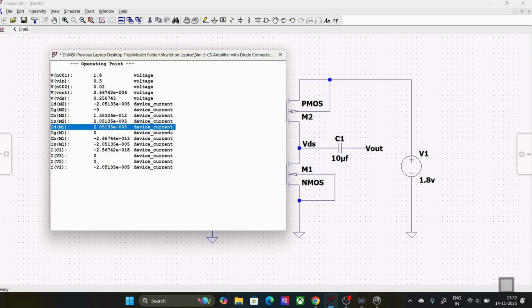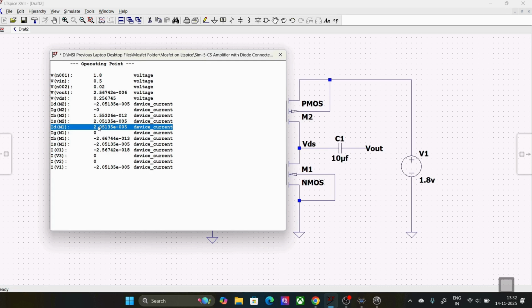Now here is one more thing that we need to focus upon. First of all, we will focus on this value, ID of M1, the drain current which flows through M1 and M2. If you focus on M2 as well, it is the same, just with a negative sign. This negative sign indicates that this is my PMOS, so don't worry about that. You just have a look over here for NMOS. This is the value of the drain current ID. We'll focus on VDS as well. Don't worry about that.